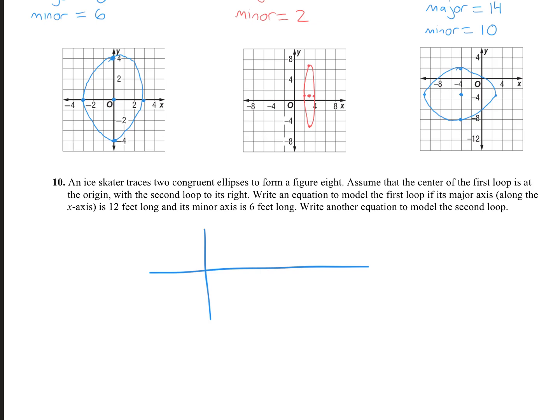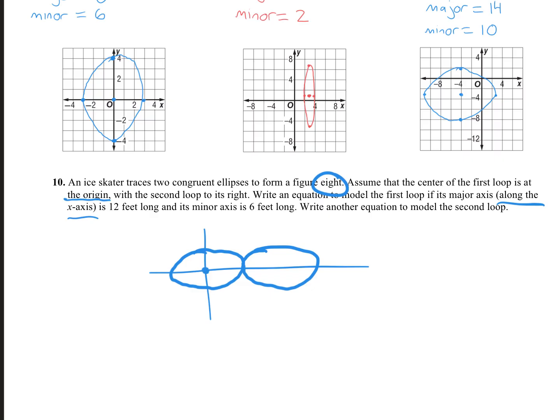If it's major axis, all right, major is along the x, so that means it's horizontal. All right, so major is along the x and it's 12 feet long, minor is 6 feet long. Write another equation to model the second loop. All right, and then we were also told that the first one is centered at the origin. All right, so I need a horizontal ellipse centered at the origin, and then an identical one to its right, and that forms a sideways 8.